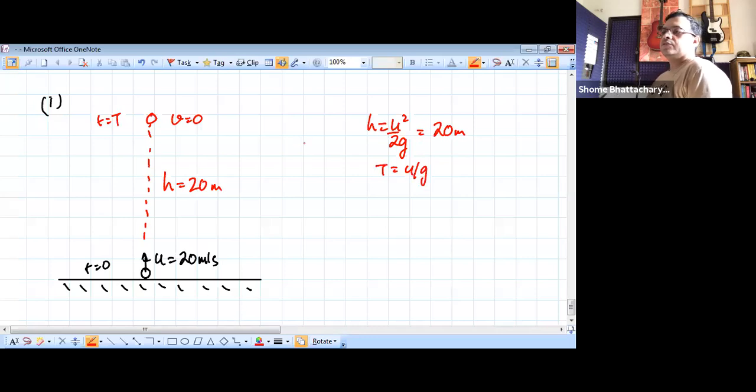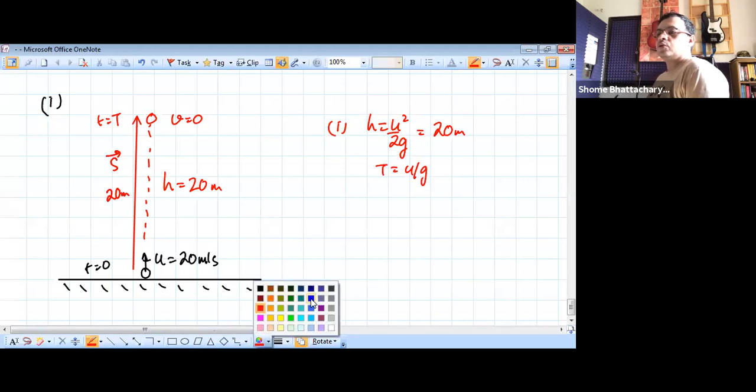Okay. So that is the first thing. The maximum height will be 20 meters. Now the next thing is, as it is climbing from here to here, what is the displacement? The displacement of the ball is 20 meters vertically upwards. Whereas what about the gravitational force acting on the ball? That is downwards and it's equal to mg.